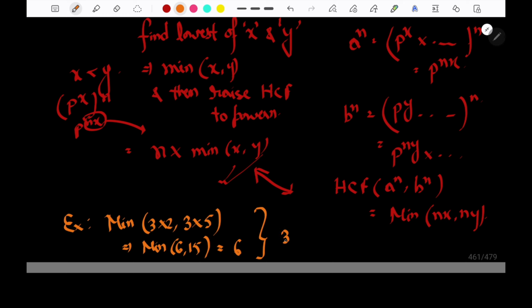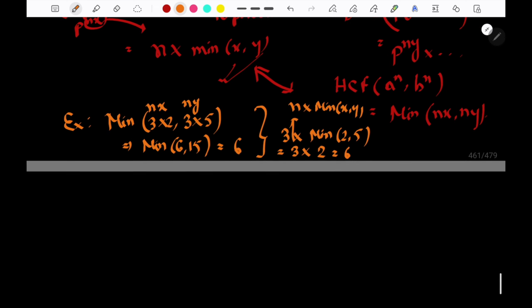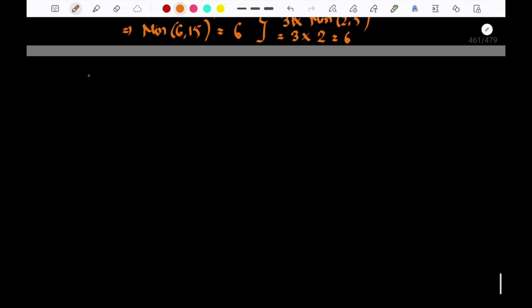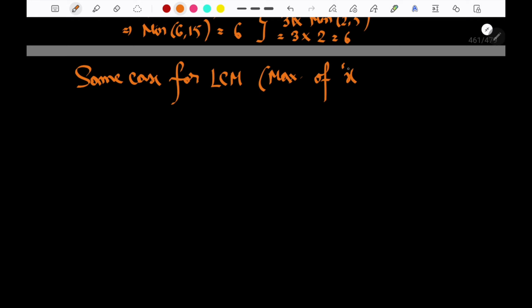If we take 3 into minimum of 2 comma 5, that is 3 into 2, which is again 6. So that is nx, ny is equal to n into minimum of x, y. That was the statement. Now similar case for the LCM. For LCM, same case, but here what we are required to take? Maximum value, max of x and y. And the procedure will remain the same.